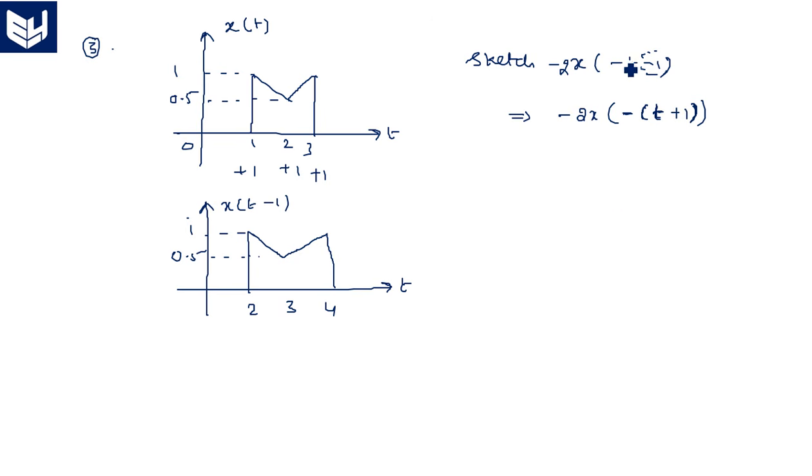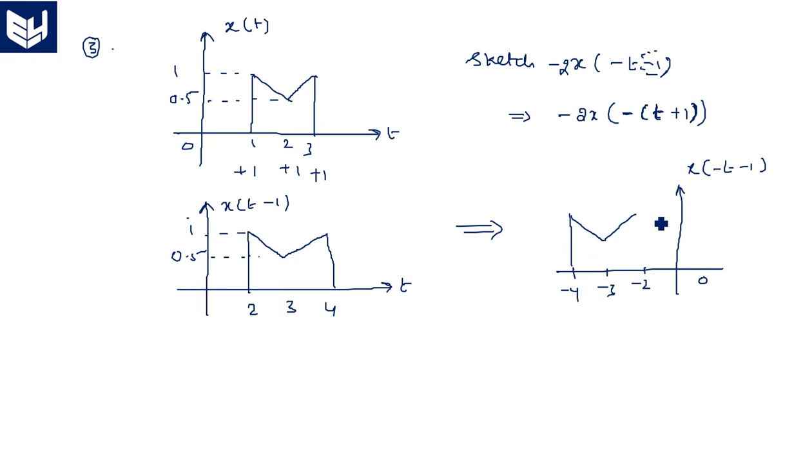Now what is the next step? Time reversal property. Apply time reversal. So the entire signal is shifted to the left hand side with negative values like minus 2, minus 3 and minus 4. So the signal will be drawn on the left hand side. So x of minus t minus 1, then at minus 2, minus 3, minus 4. So it is like this. Again the amplitude is 1 and it is 0.5.